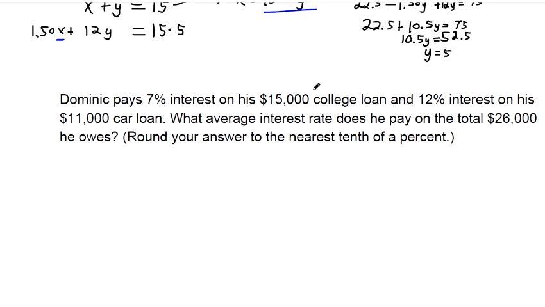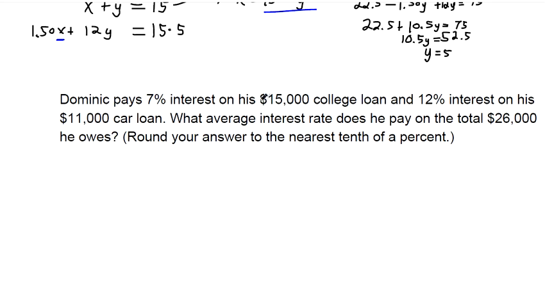Dominic pays 7% interest on his $15,000 college loan and 12% interest on his $11,000 car loan. What average interest rate does he pay on the total $26,000 he owes? Actually, got to think about this one, because it's not 7 plus 12 divided by 2. Okay. Oh, you know what you could do?